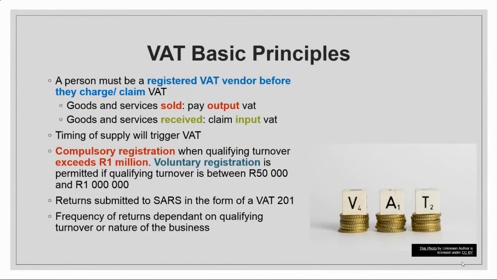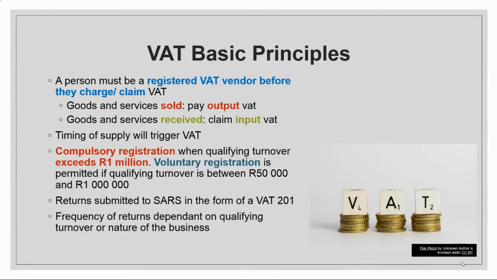Then another thing is you need to know when registration occurs. Now we have two types of registration. We've got compulsory registration. That is if my taxable supplies exceed 1 million within a 12-month period. Now that 12-month period is a rolling period. It's not aligned to your accounting period. It is for 12 months. Okay, so that is the rule.